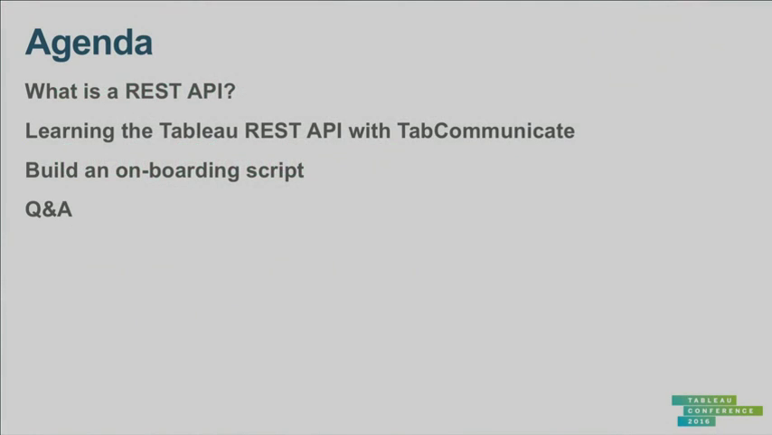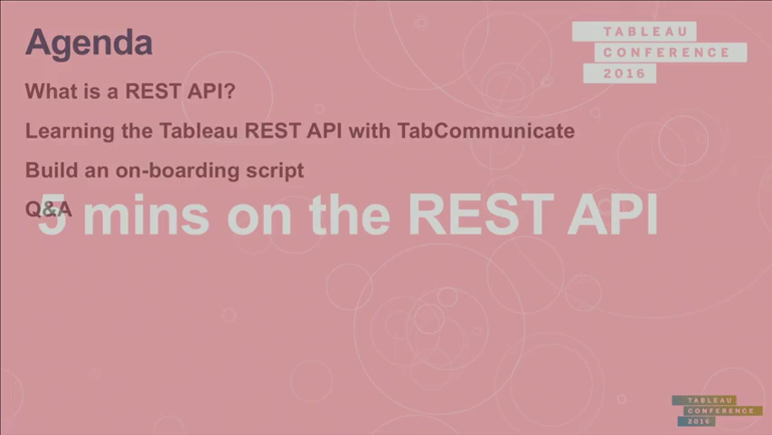So we're going to do a brief introduction about what a REST API is and why I want to use it. I'm then going to introduce a new tool that I've built just for this session, but also for you guys to go off and use, which is going to help you get into the REST API. Even if you're an experienced coder, I'm sure you'll find it useful. If you're brand new to coding, hopefully it'll give you that introduction. It's called TabCommunicate. In this session, we're going to build an onboarding script live. So we're actually going to get into some code, and we're going to write some code. And hopefully, we should have plenty of time for Q&A, so think of some questions along the way.